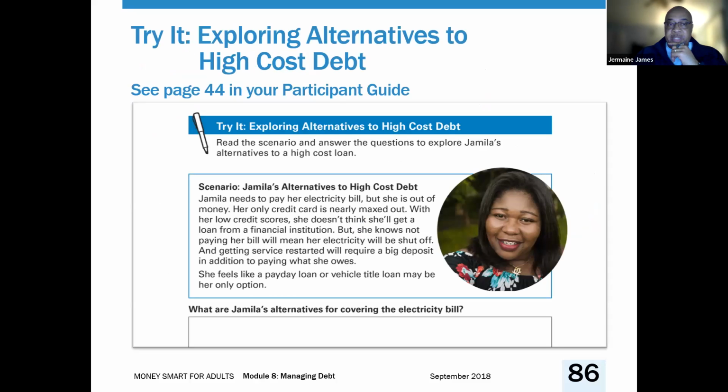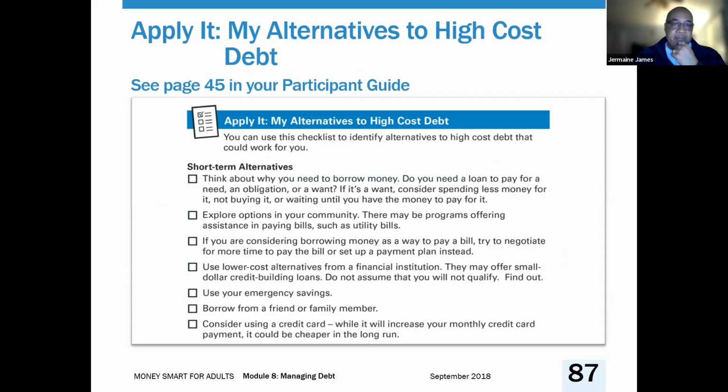Page 44 in our participant guide, exploring alternatives to high cost debt. In this instance, we're reading the scenario and answering the questions to explore Jamila's alternatives to a high cost debt. What are Jamila's alternatives for covering the electricity bill? You can definitely provide those answers in the participant guide.